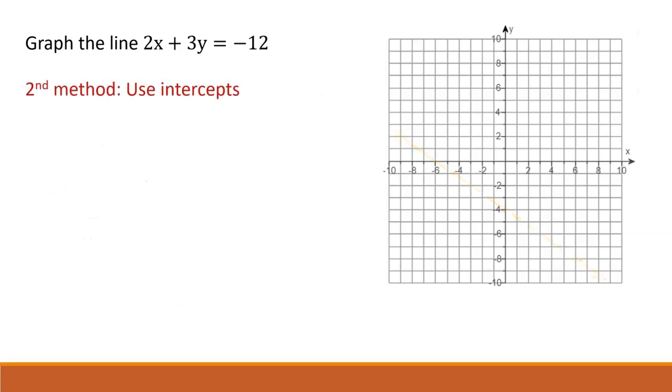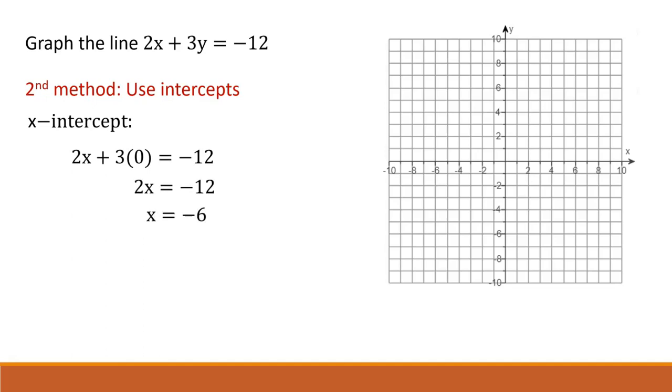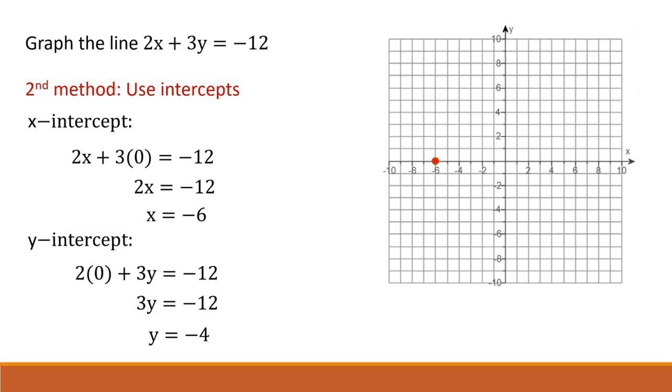The second method we could use to graph the line is to use intercepts. To find the x-intercept, we'll substitute 0 in the equation for y and solve for x. So our x-intercept, where the line crosses the x-axis, is -6. To find the y-intercept, we'll substitute 0 in the equation for x. And when we simplify that, we can see that the y-intercept, where the line crosses the y-axis, is -4. Now that we've got 2 points, we can graph our line.